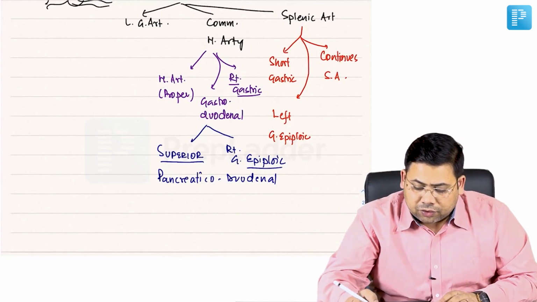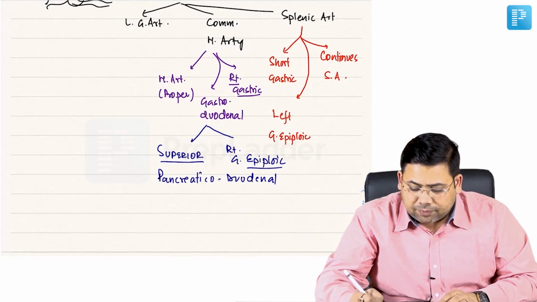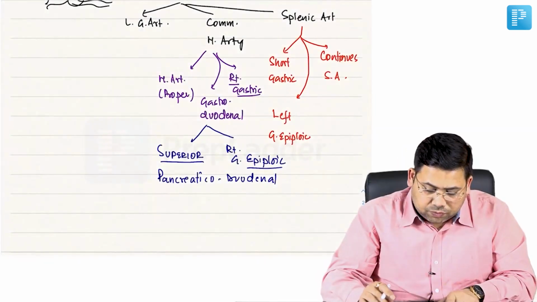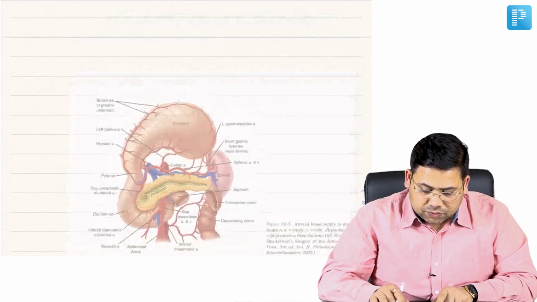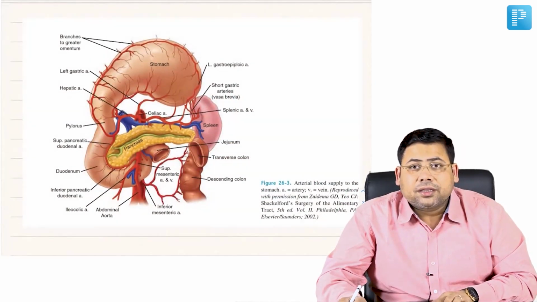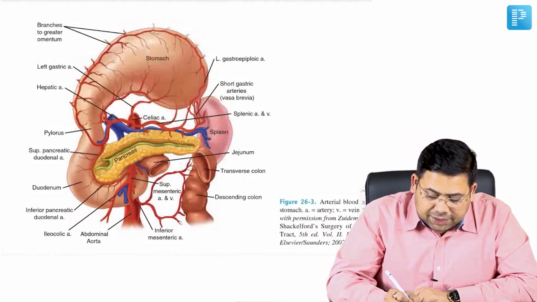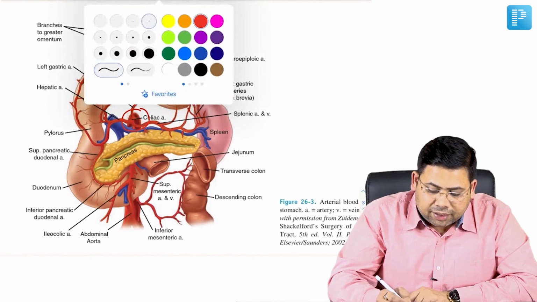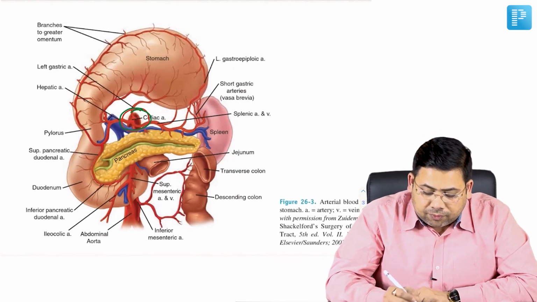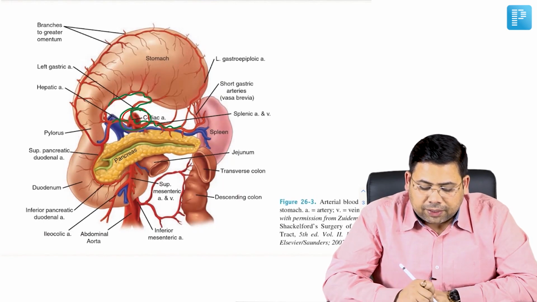I'll share one image also, and that image will show you everything as far as the blood supply is concerned. So let us try to see this image. It's a very simple, straightforward image. Try to see everything in this image. Yeah, so we have a celiac trunk. Can you see the celiac trunk? From this we have the left gastric, we have the splenic, and we have the hepatic artery.